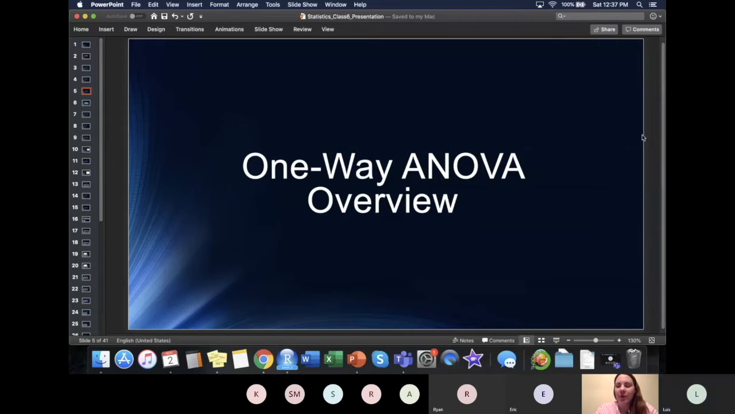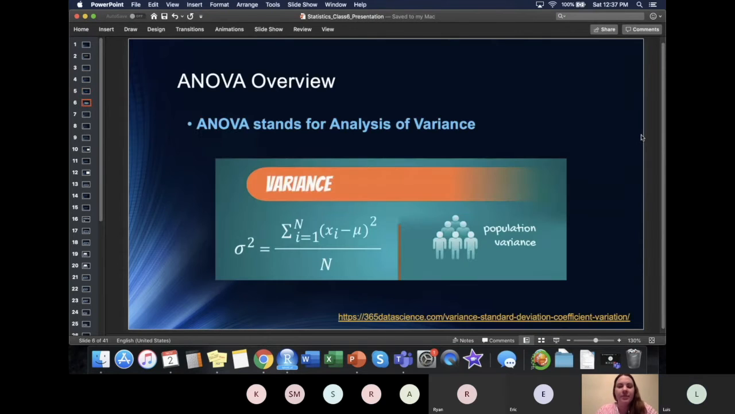So today I'm going to be going over ANOVA. I'm really excited about this because it has a lot of really practical implications. ANOVA is typically used in order to analyze very simple experiments.